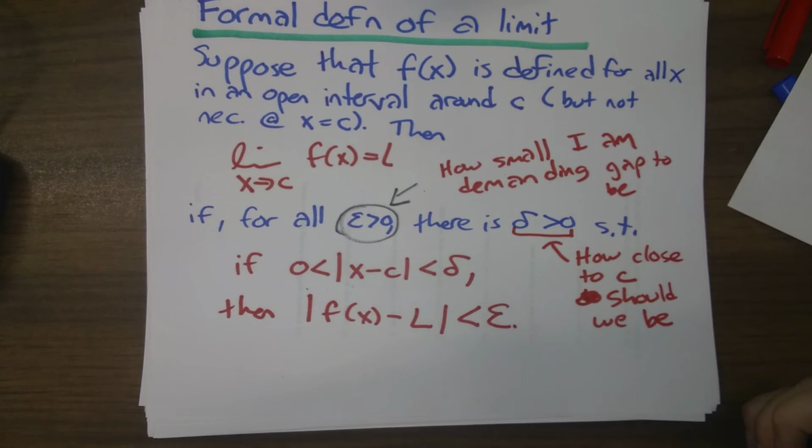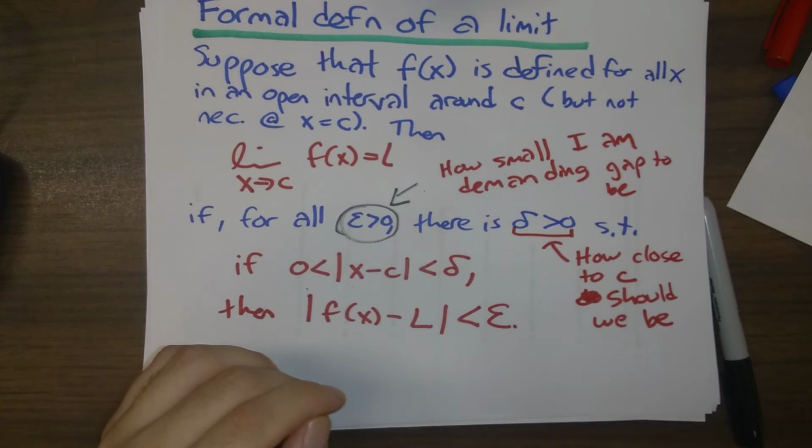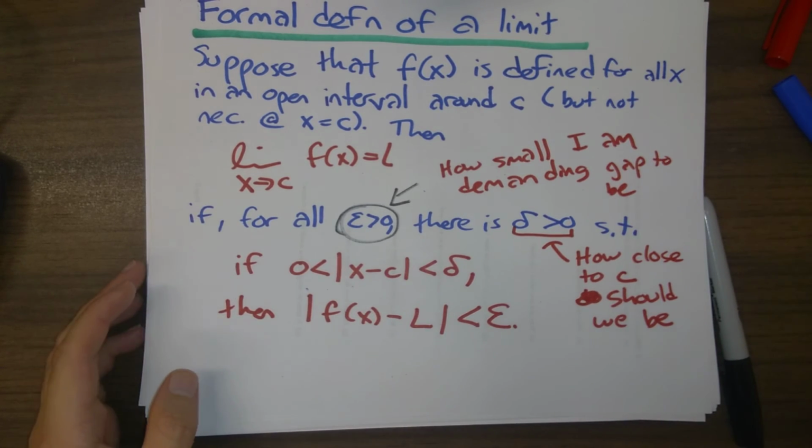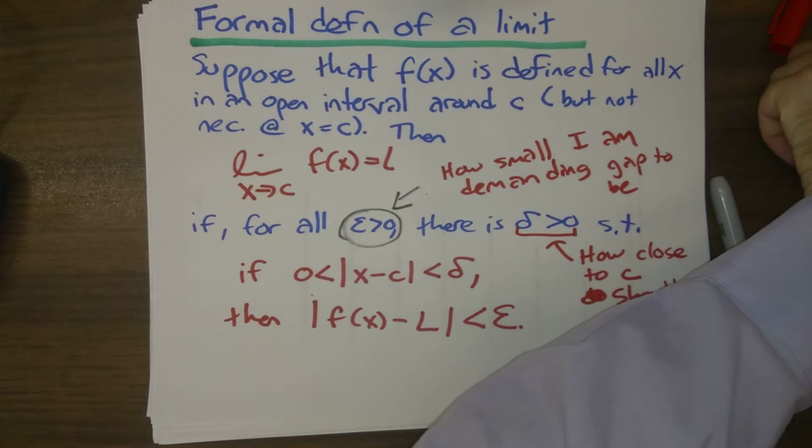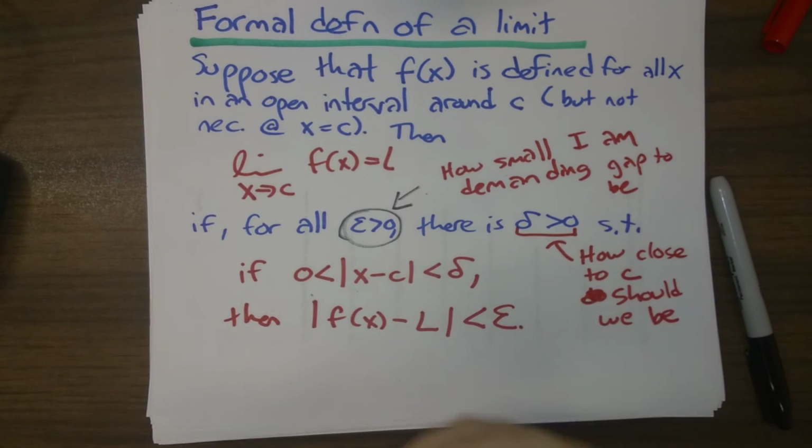So that's the formal definition of a limit, and this has already been a long enough video, so in the succeeding videos, we'll see what happens when we actually prove that limits exist using this epsilon-delta definition.